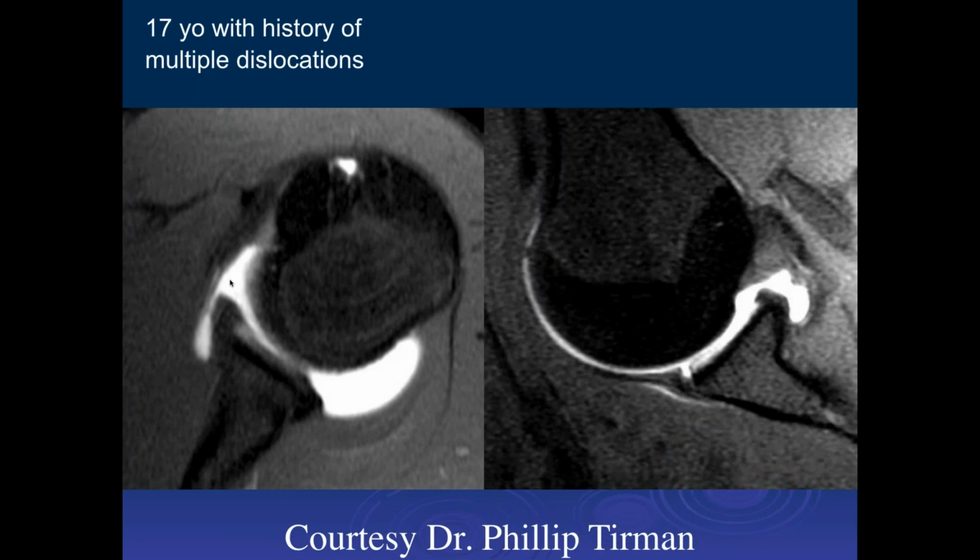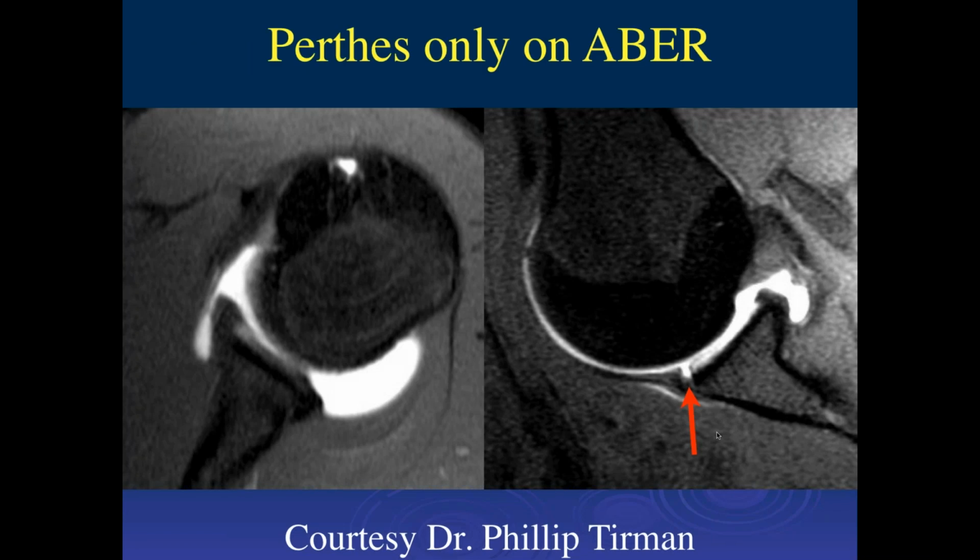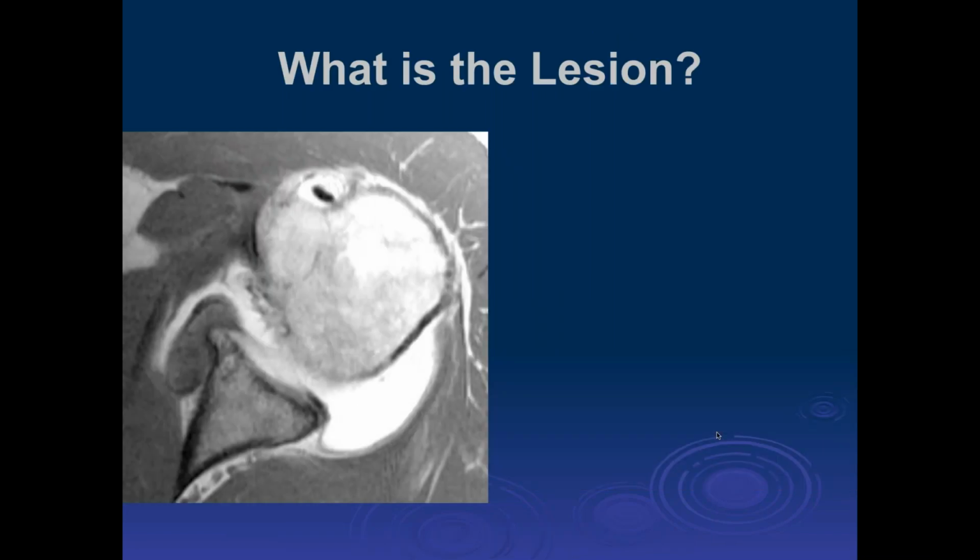So there's a tear, yeah. And those are the same areas. So there's a tear, you just can't see it on the regular view. So this is one of those rare cases, in my experience, where the ABER view actually shows the anterior labral tear better. And I've had some where it's seen better in the regular view. Okay. All right. Sahar, what do you think of this case?